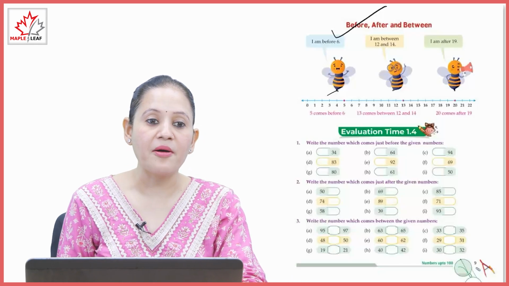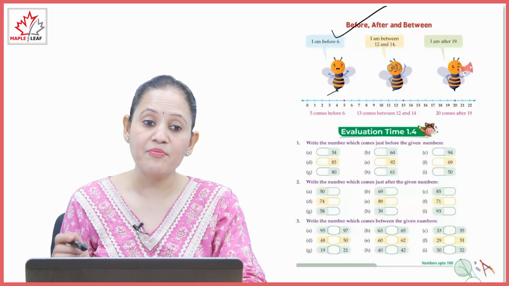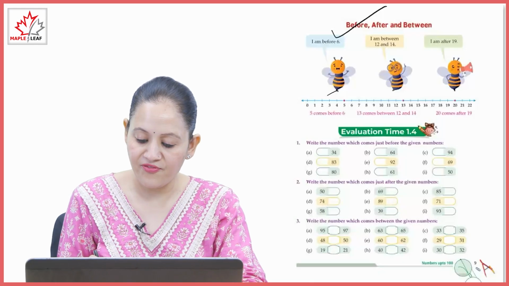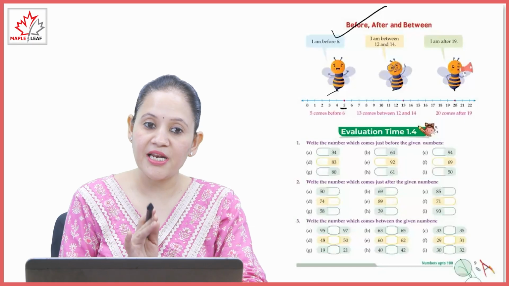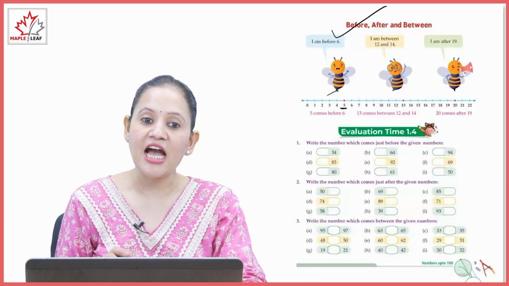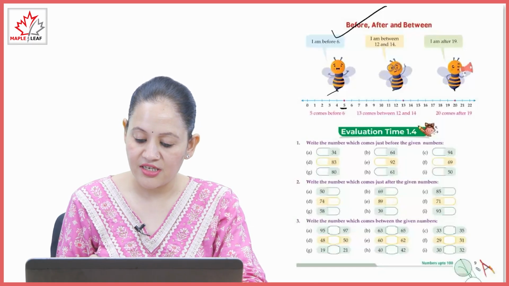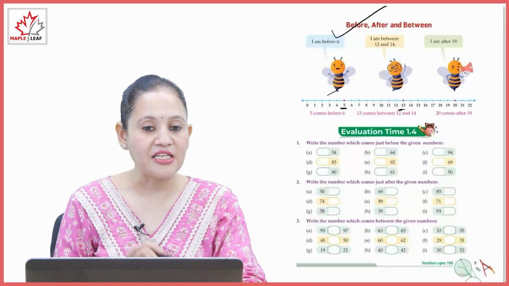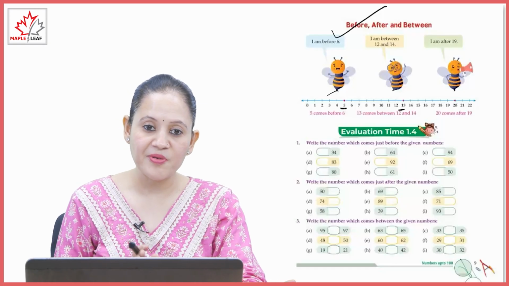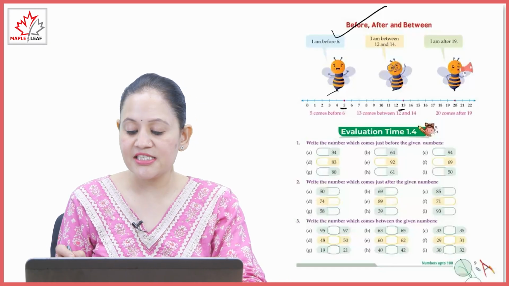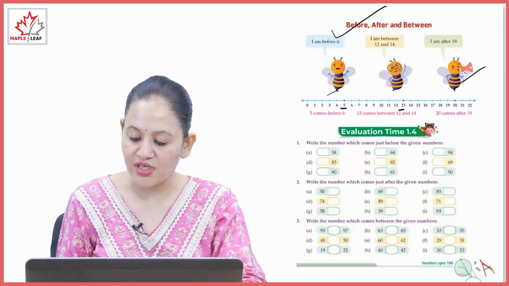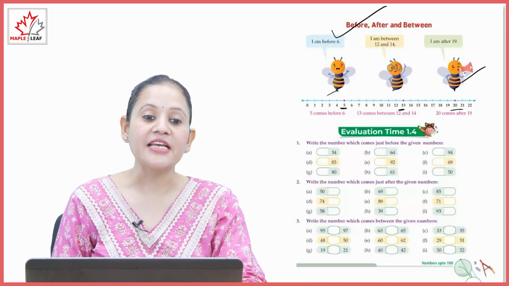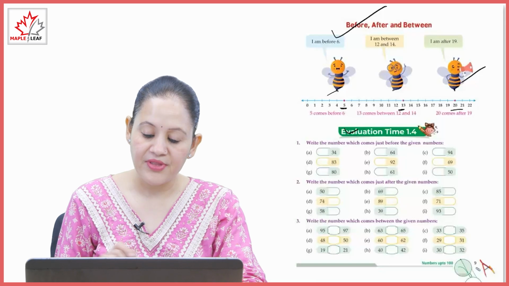So if we talk about the first B, I am before 6. 6 से पहले क्या है? 5. Means this is the position of this B. 5 comes before 6. 6 से पहले आता है. This is saying कि I am between 12 and 14. Means 13 पे है. 12 और 14 के बीच में क्या गया? 13. And this is saying I am after 19. 19 के बाद है. What comes after 19? 20. Clear? Next is evolution time 1.4.